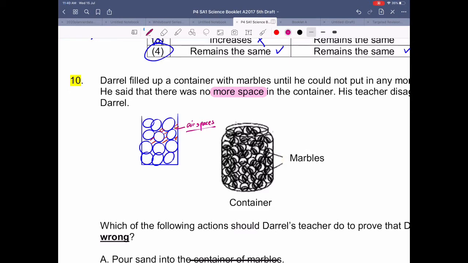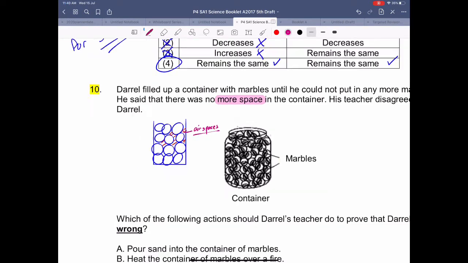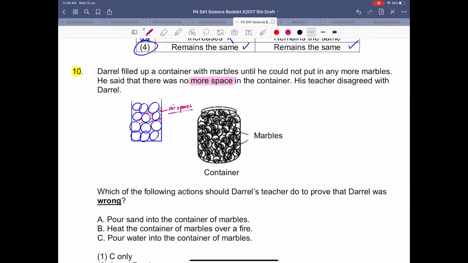So this is why, in exam, you need to get the best possible answer for MCQ. It's always the best possible, because sometimes MCQ questions may not be 100% factually correct, because in this case there is really no more empty space because the empty space is occupied by your air.